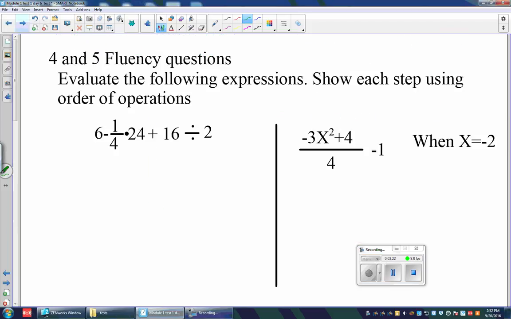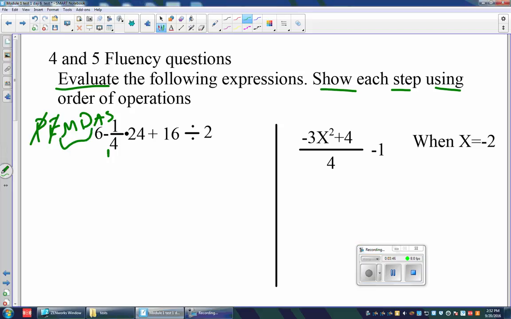These are fluency questions. Evaluate means give me a numerical answer. Show each step. Order of operations, PEMDAS: parentheses, there are none. Exponents, there are none. DAS, division and multiplication. Parentheses, there are none. Exponents, there are none. Multiplication and division from left to right.